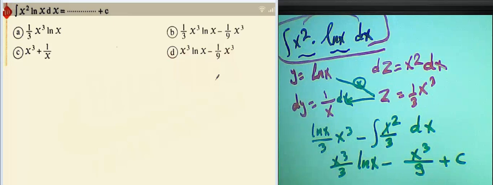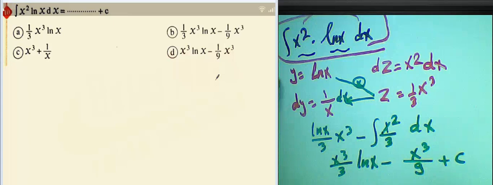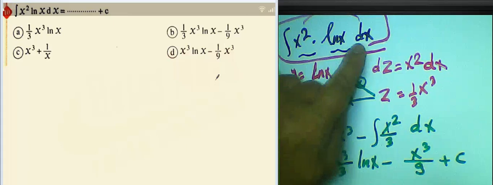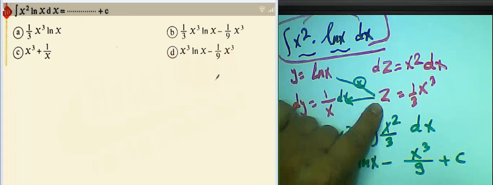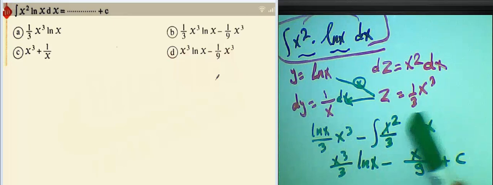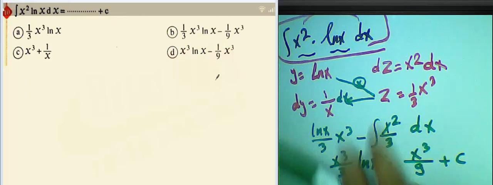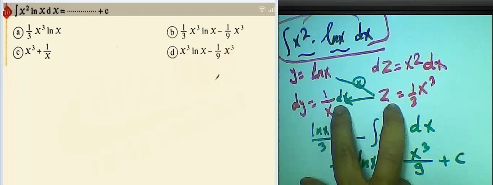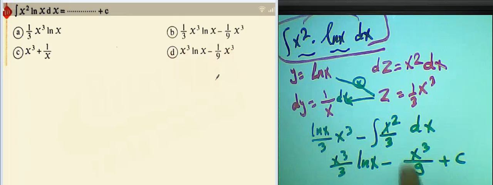Right, first the function to differentiate: y equal ln of x, because the derivative of x equal 1 over x. We don't know the integration of ln of x, so we must use this method. Derivative of y, y equal ln of x, and put dz equal x power 2 dx. Integration of dz equal z, z equal x power 3 divided by 3, and the derivative dy equal 1 over x dx. Then we can use the rule: ln of x multiplied by 1 over 3 x power 3, subtract the integration of the two terms, z multiplied by dy, and we find the integration of this function to be x power 3 over 9 times 1, plus c. Choose letter B.